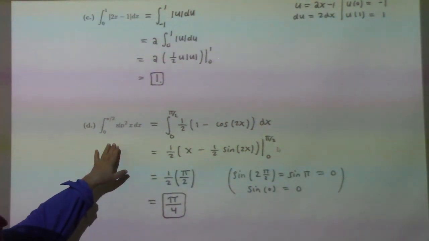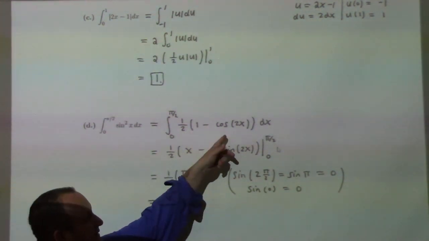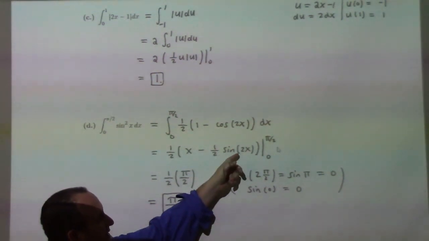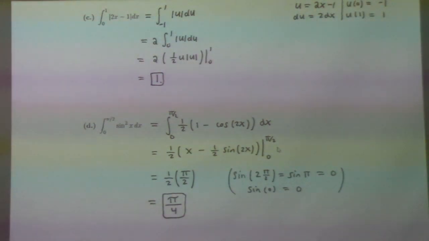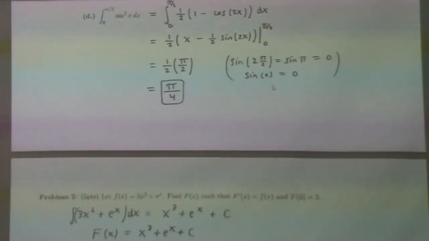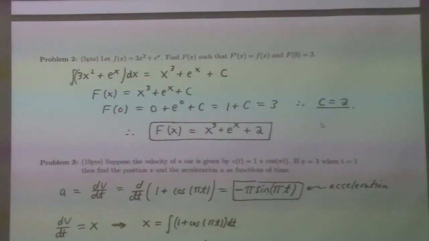So sine squared is 1/2 of 1 minus cosine of 2x. And then from that, we can integrate 1 to x, integrate the cosine to 1/2 sine 2x, because of the 2, we pull out the half, and you get pi over 4. So some of you were close to that, but didn't quite get it. Others of you were further away from it. So here, got to remember to add the constant, otherwise the problem doesn't make sense.